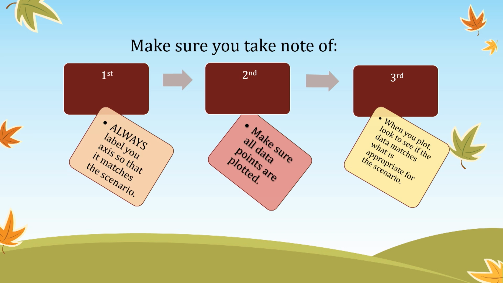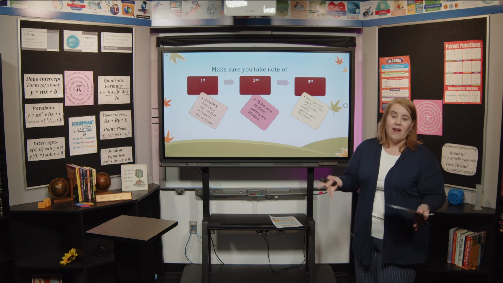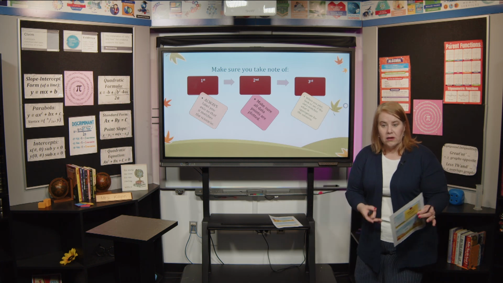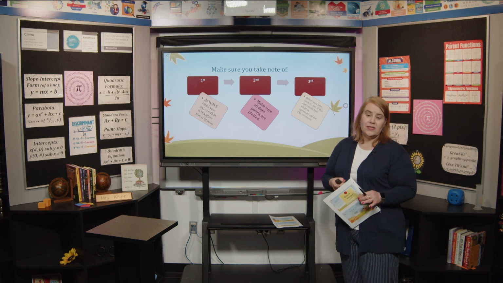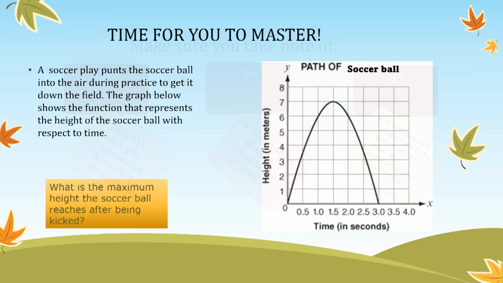I want to make sure that I take note, and you have these notes in your notes page. You always label your axis so it matches the scenario or the situation you're working. You want to make sure that all data points are plotted. And when you plot your points, you want to look to make sure that the data matches what is appropriate for the scenario. Obviously, we would not have, in this last scenario, had a negative height. So you can't go under the ground. So you always want to make sure that the data points that you are plotting and looking at match what's going on in the problem.